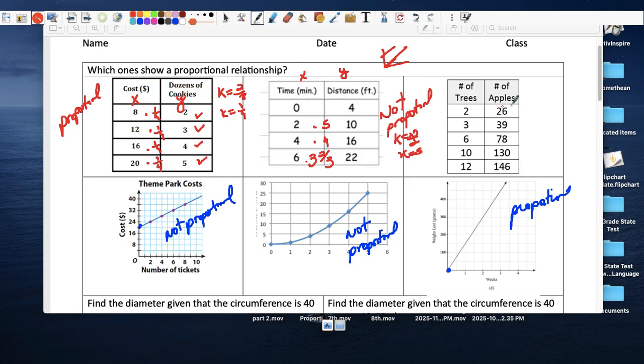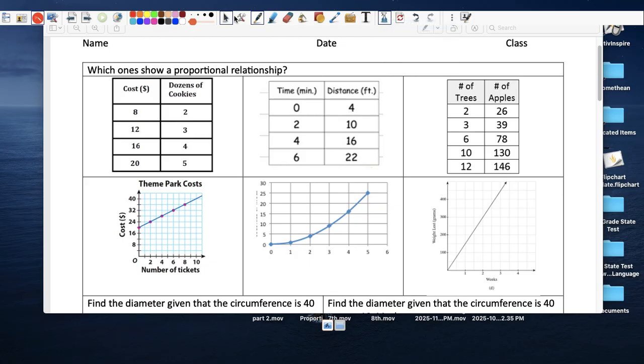This one, let's do k, 26 divided by 2, so this is times 13, check, times 13, check, times 13, check, times 13, 130, check. And 12 times 13, 146, no, it's 156, so here it fails. So not proportional. Be very, very careful.